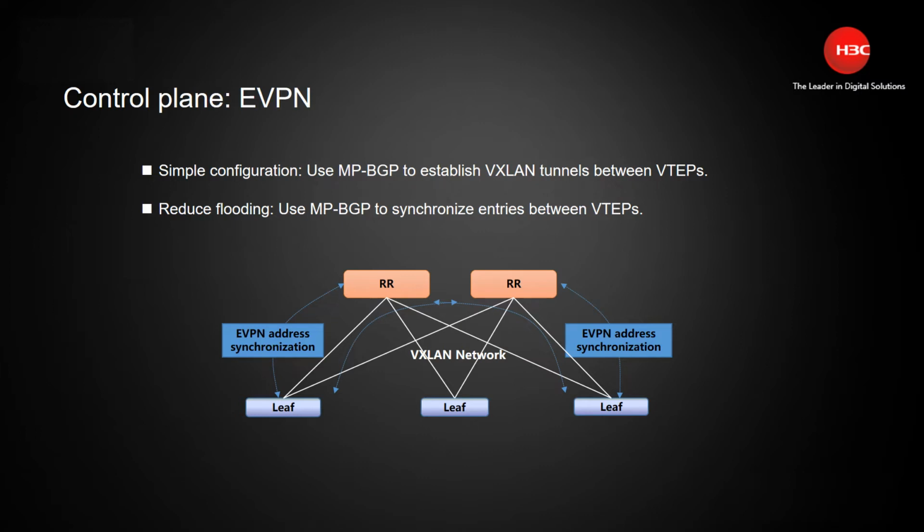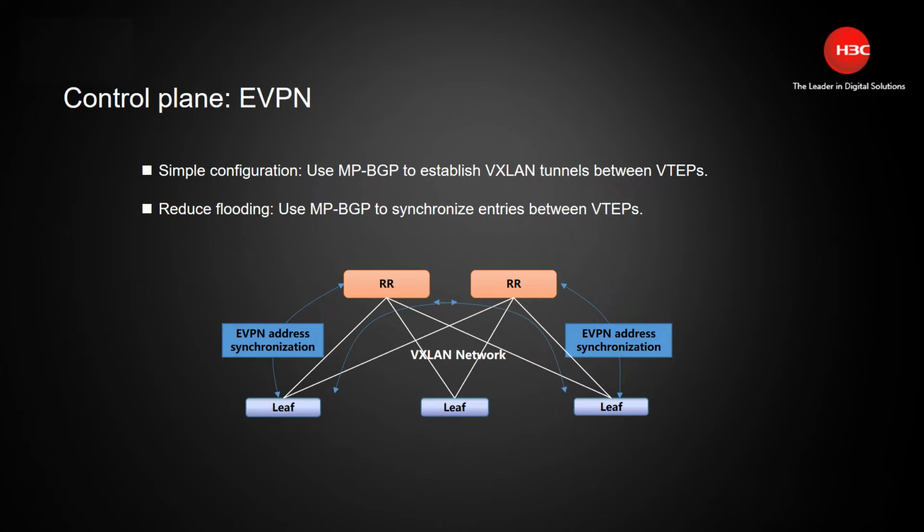Since VXLAN has such shortcomings, how can we solve these problems? Next, the perfect control plane, EVPN, is on the stage. The packet forwarding in a VXLAN network can be divided into two planes. One is the control plane, and the other is the forwarding plane. The control plane mainly learns MAC, ARP, and other entries to guide the forwarding path of VXLAN packets, while the forwarding plane completes the encapsulation and decapsulation of the original packet to VXLAN.